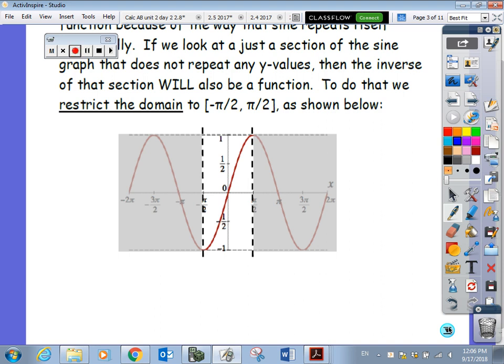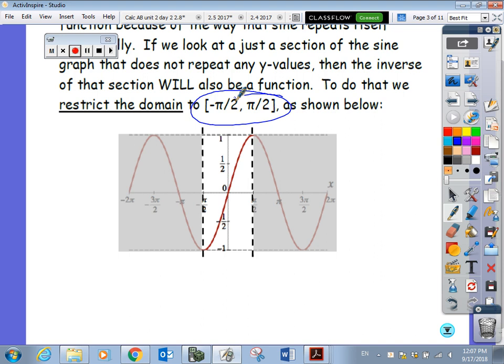So that's why we have to restrict the domain. And we are going to pick -pi over 2 to pi over 2 as our restriction. Now, could we pick pi over 2 to 3 pi over 2? Yes. Could we pick -pi over 2 to -3 pi over 2? Yes. There's tons of little sections we could pick to make it a function. But we want to include 0, so that's what we're going to use.